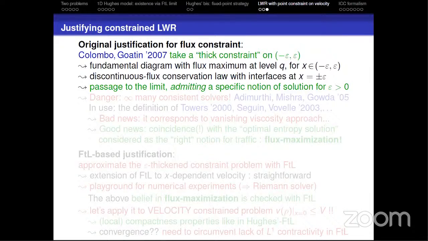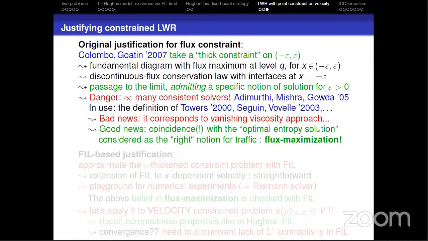And you find yourself with 2 discontinuous conservation laws, or rather a conservation law with 2 discontinuities, with 2 interfaces. And then you want to pass to the limit. But what you do is that you admit a specific notion of solution for epsilon larger than 0. And this is easy to say in 2021, where we are used to it. But actually, the danger here, the fact that there are infinitely many equally consistent solvers, was shown in a recent paper at that time by Mishra, Adimurthi, and Gowda.